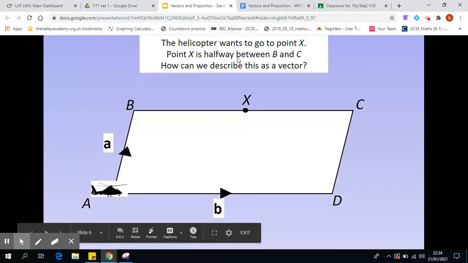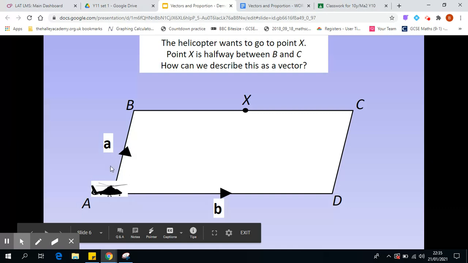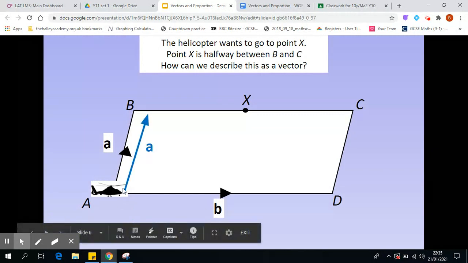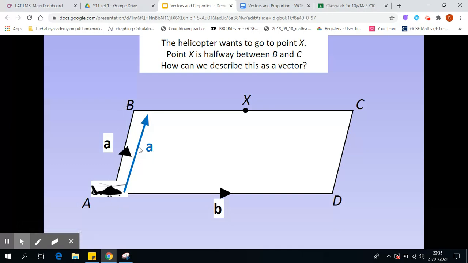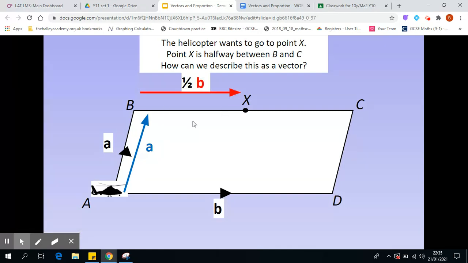The helicopter wants to go to point X. Currently, the helicopter is at point A. And X is halfway between B and C. How can we describe this as a vector? So the first thing the helicopter does is it goes from point A to point B, which is vector A, and then it moves from point B to point C.